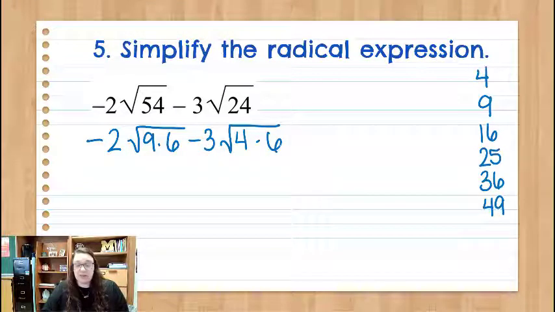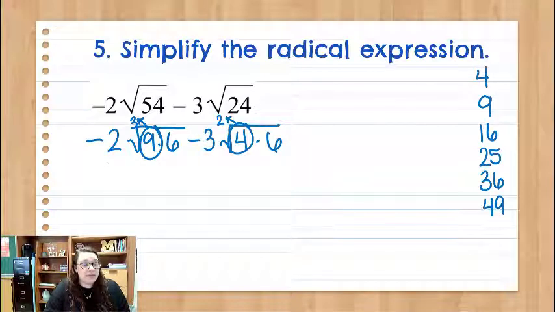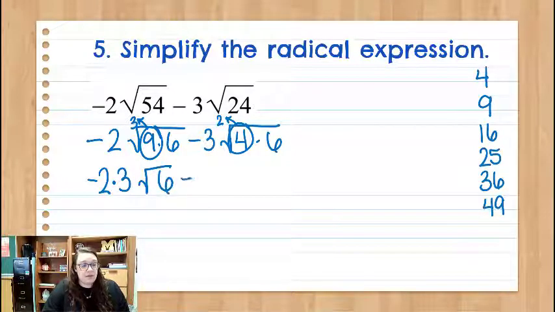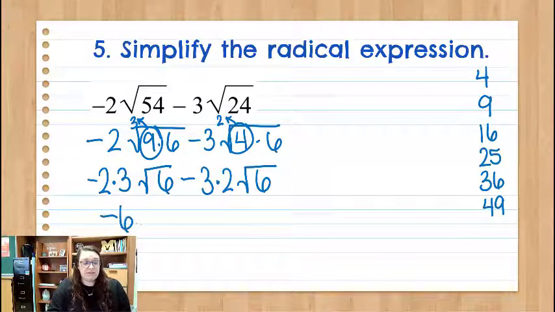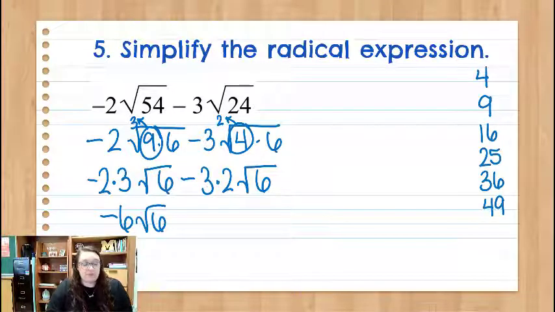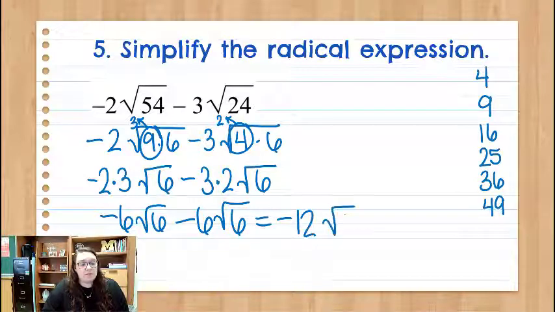All right. So on each of these, I have some perfect squares to pull out. The square root of 9 is 3, so it comes out. And the square root of 4 is 2, so it comes out. On the outside here, I have negative 2 and 3. On the inside, still a 6. On the outside for this one, I have 3 and 2, and on the inside I have a 6. On the outside here, negative 2 times 3 is negative 6, and negative 3 times 2 is negative 6. Lots of 6s. Negative 6 minus 6 is negative 12 root 6.